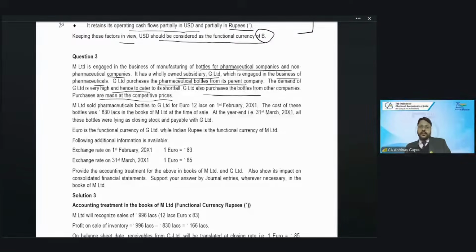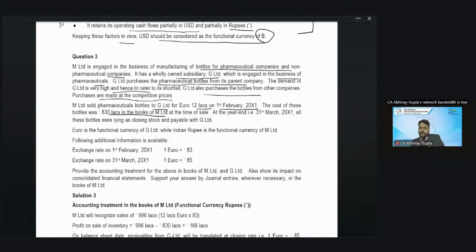M Limited sold the pharmaceutical bottles to G Limited for euro 12 lakhs on 1st of February 2001. The cost of these bottles was 830 lakhs in the books of M Limited at the time of the sale. At the year end 31st March 2001, all these bottles were lying as a closing stock and payable with G Limited. Euro is the functional currency of G Limited, while the INR is the functional currency of M Limited. Following is the additional information available. Exchange rate on 1st of February 2001 83. Exchange rate on 31st March of 2001 85.